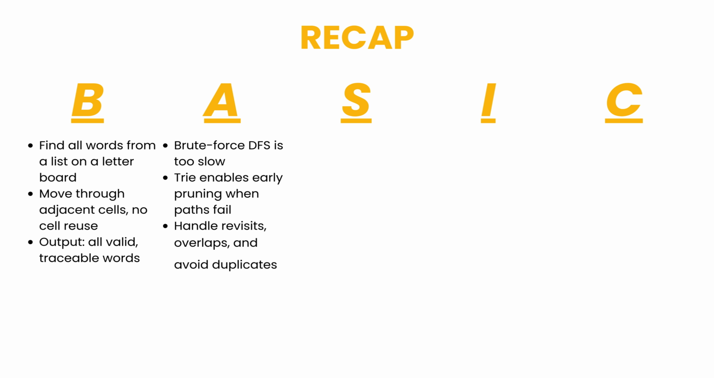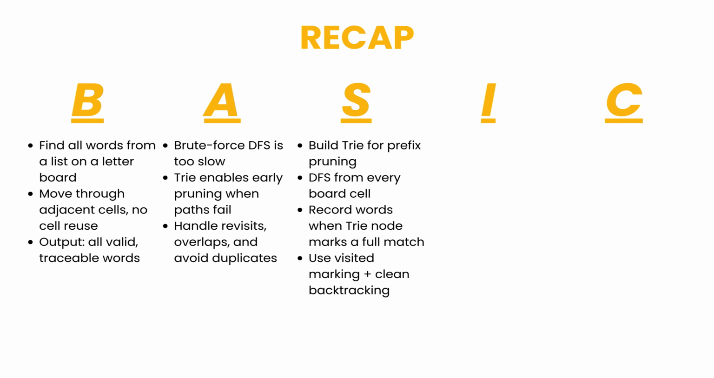Brute forcing each word with DFS is too slow. The key is a trie for prefix checks. It lets us abandon paths early when the current letters can't lead to any word. We also have to manage revisits, overlapping paths, and prevent duplicates once a word is found. Our plan. Build a trie from all words to enable O(1) style prefix pruning. Start a DFS from every cell, following the trie as we move. If we land on a trie node that holds a complete word, record it and mark it so we don't report it twice. Use visited marking while exploring, then backtrack cleanly to restore the board.